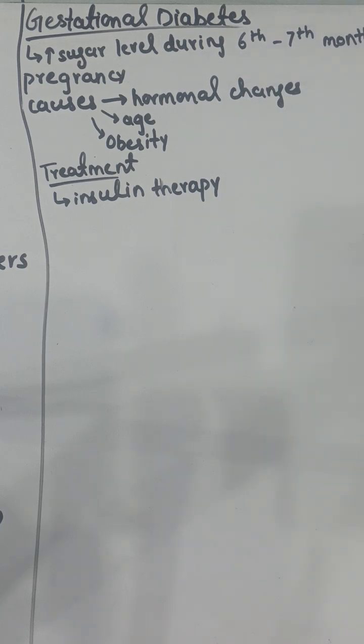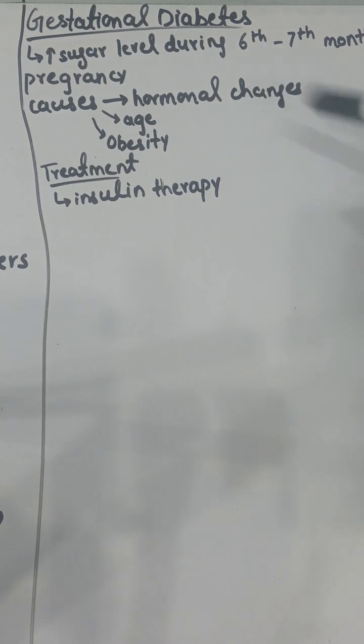In the case of pregnancy, a lot of hormones are changing. It can happen due to age. It can happen due to obesity. And for treatment, again insulin therapy will be given to the particular patient according to his condition and his need. So this was all about today's lecture.